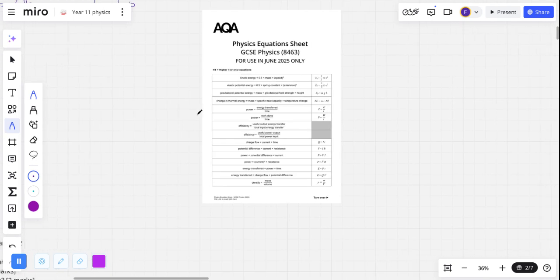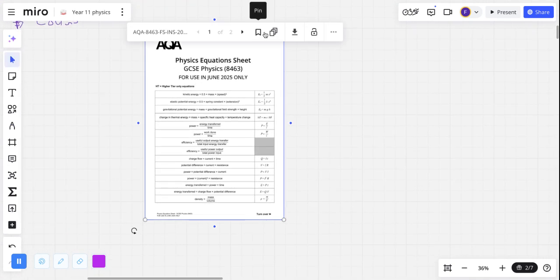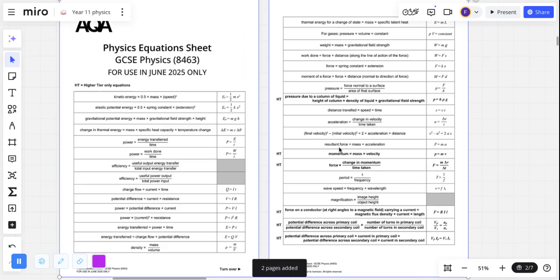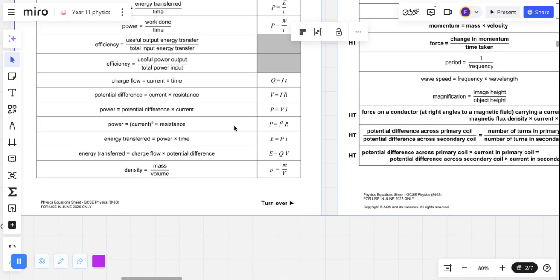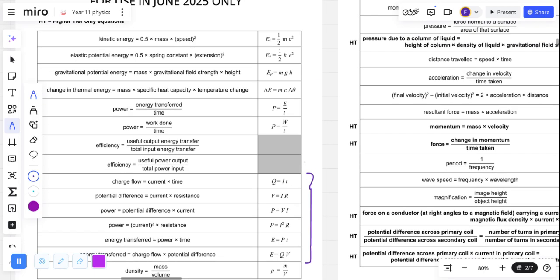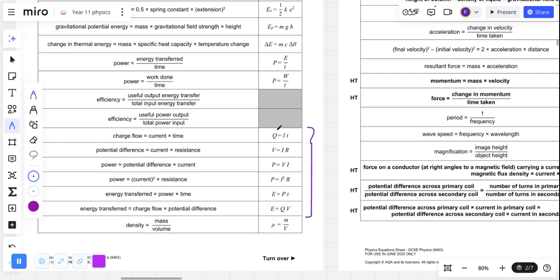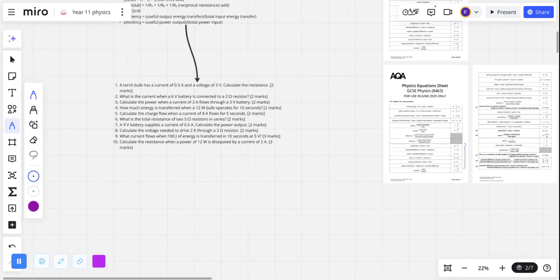So I've got the physics sheet here. If you look at the physics sheet, there we go. You've got all these equations down here that are given to you to do with circuits. Q equals I T. Oh, they do give you V equals I times R, and all the way down. So these are given to you. You also have others to do with power and energy, but we're really going to focus on these.